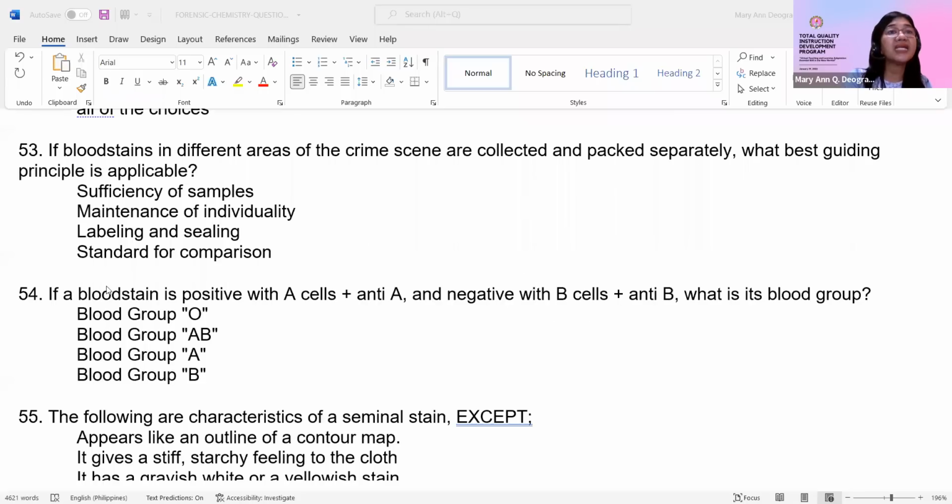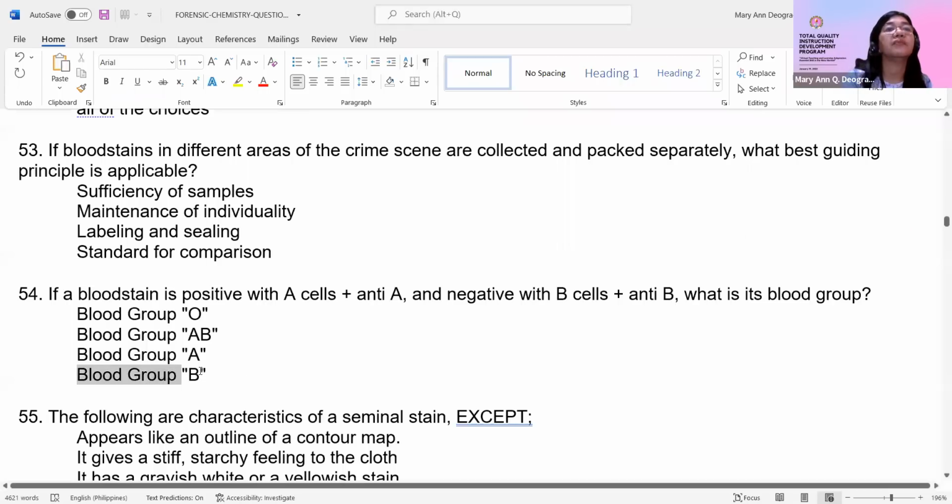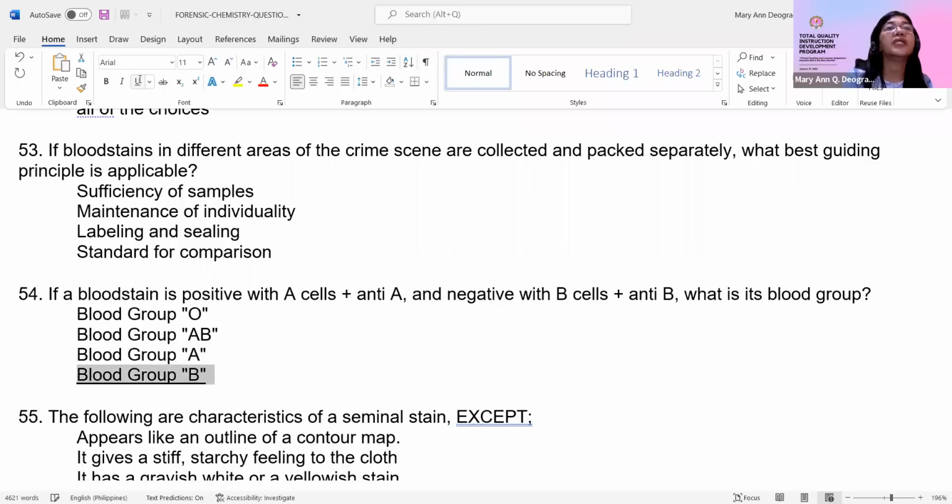Kasi indirect technique yan. Bakit indirect technique? Kasi blood stain yan. Pero kung ang statement natin is the blood of the victim, hindi naka-indicate na blood stain, what you're going to use is the direct technique. Pero since blood stain yan, sa indirect, kung saan siya negative, yun yung blood group niya. So the answer there is group B. Negative. Letter D. Dito, maintenance of individuality.